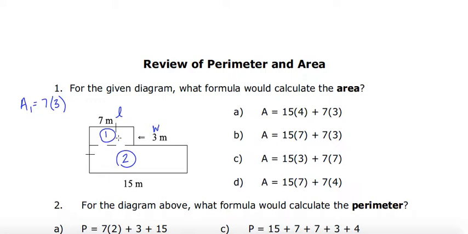So now we're going to take a look at what the area of shape number 2 would be. We know that the length of this rectangle is 15, but what we need to find out is how high the width would be. I know that the top dimension of my smaller rectangle is 7 meters. The entire side of this shape is also 7 meters because they are both denoted by that same slash.